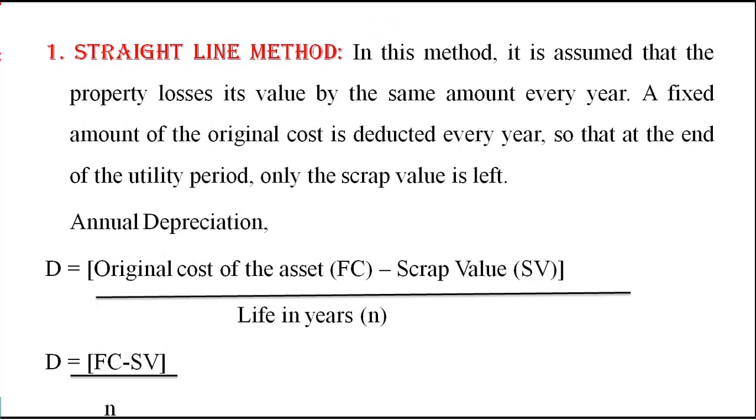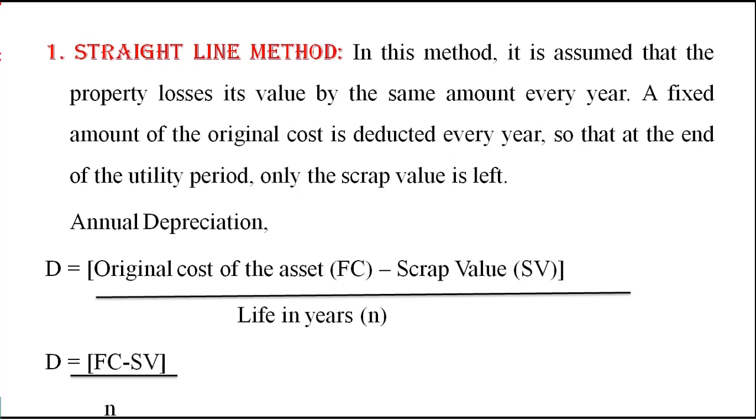straight line method. In this straight line method, it is assumed that the property loses its value by the same amount every year. A fixed amount of original cost is deducted every year, so that at the end of the utility period only the scrap value is left. The annual depreciation, that is D, is equal to original cost of asset FC minus scrap value SV divided by life in years, that is small n, and you can represent D = (FC - SV) / n. Now this is probably the first method which was developed to work out the depreciation of property.